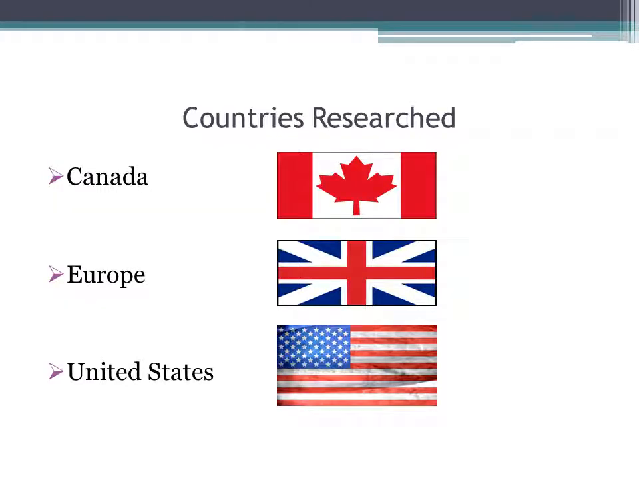So the countries that I researched were Canada, Europe, and the United States. I decided they had 3 different areas to look at in reference to their type of insurance, the proximity of the country, and these are the 3 prominent countries that gave the majority of the data that I could find.